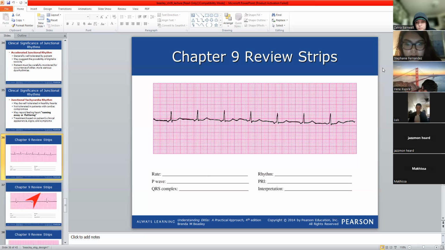And then the interpretation, if I said it was 70 beats per minute, so it would be accelerated junctional rhythm. Very good. Accelerated junctional rhythm. Thank you. As you see, guys, if you go step by step, it will be very important and very helpful. Otherwise, you will lose your way. I need you to study, review, and make everything clear.